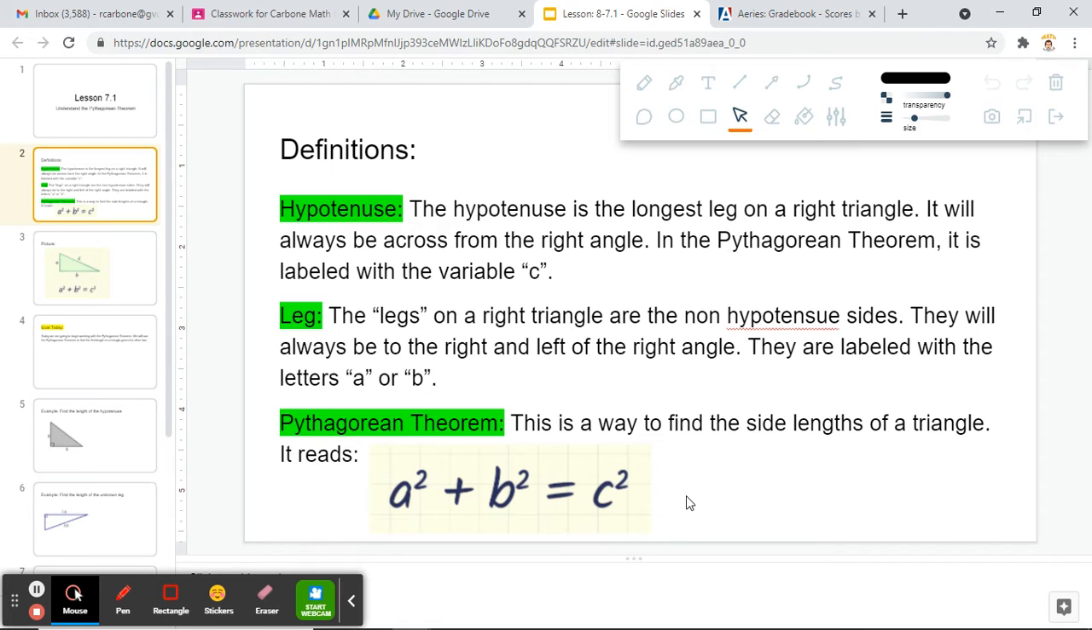We've got three for right now. So, our first is the hypotenuse. The hypotenuse is the longest side on a right triangle. It will always be across from the right angle. In the Pythagorean theorem, it is labeled with the variable c.